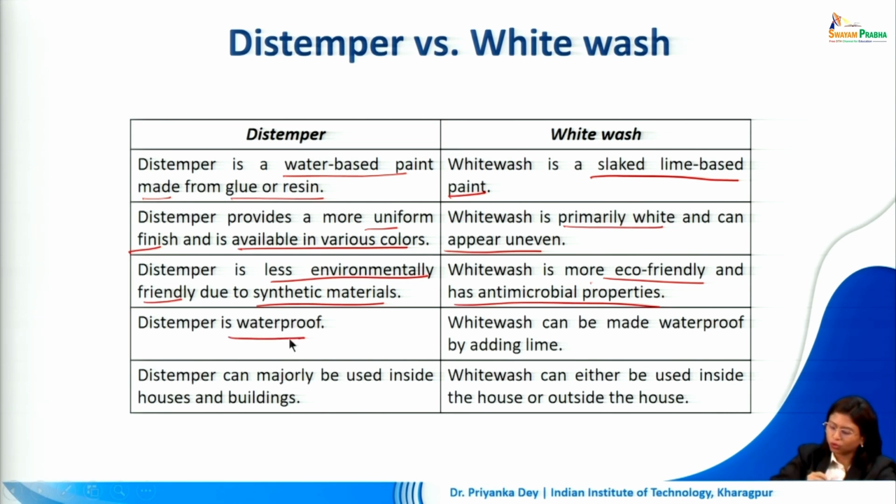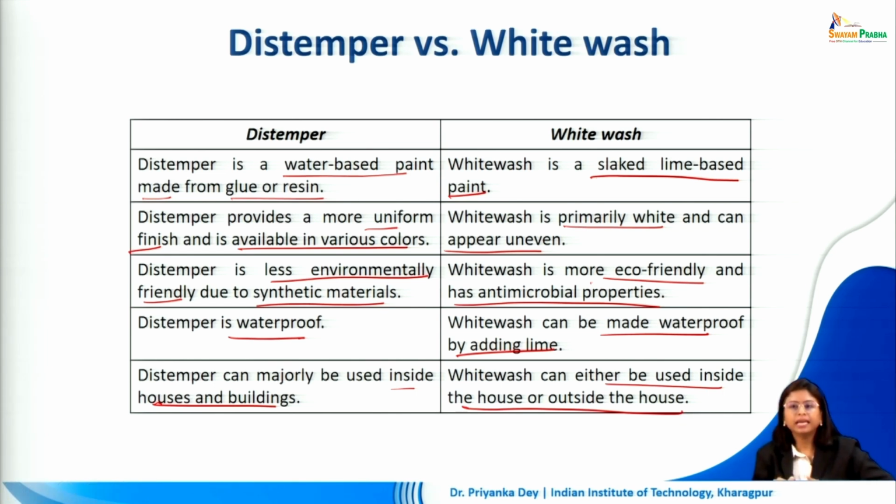Distemper is waterproof. Whitewash can be made waterproof by adding lime. It is not inherently waterproof. It has to be made so. Distemper can majorly be used inside houses and buildings. Whitewash can be either used inside the house or outside the house. So the inherent property of both these materials is different. Their application is different. Their sustainability is different. And they also are applied in different parts or surfaces.